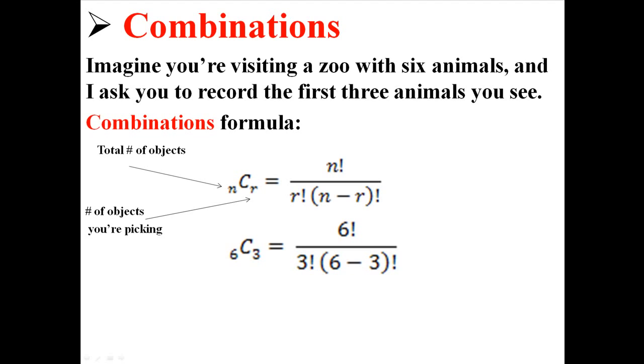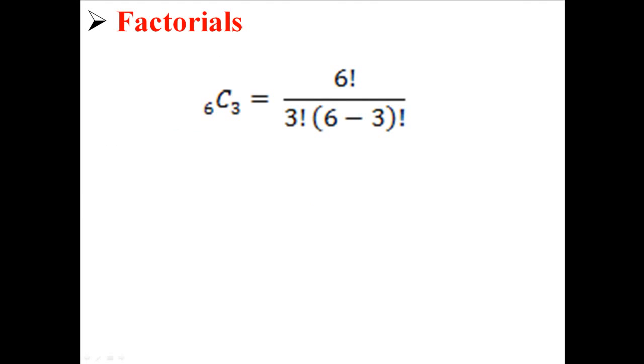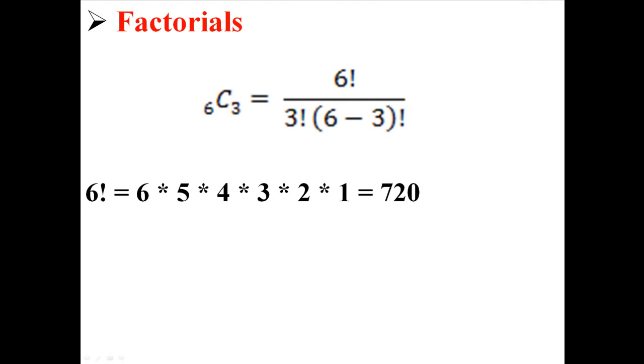Now you see these exclamation marks next to the numbers, and that might be a little bit confusing, but let me show you. That's actually a factorial. When you have a factorial, like factorial 6 for example, you just multiply all the way down until you get to 1. So factorial 6 is 6 times 5 times 4 times 3 times 2 times 1. Like if you had a factorial 4, it would be 4 times 3 times 2 times 1.